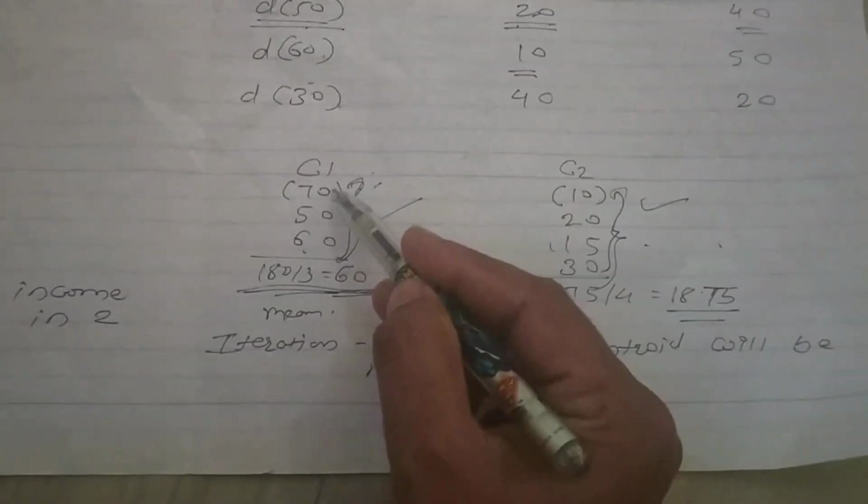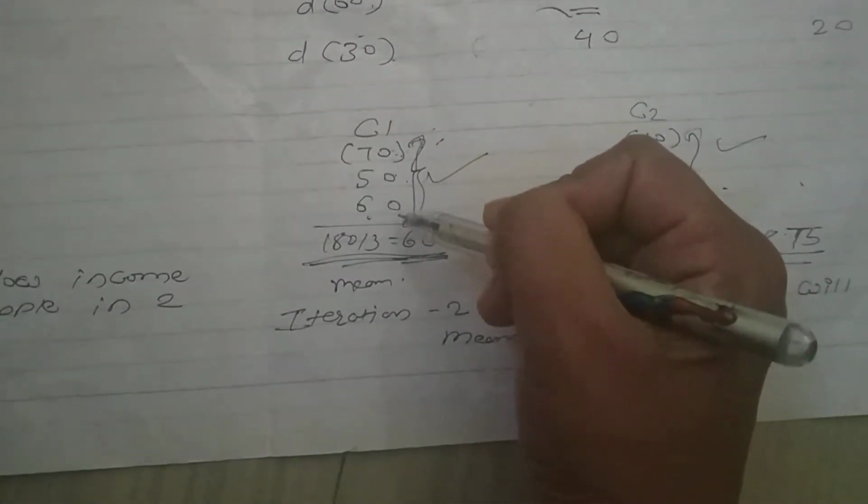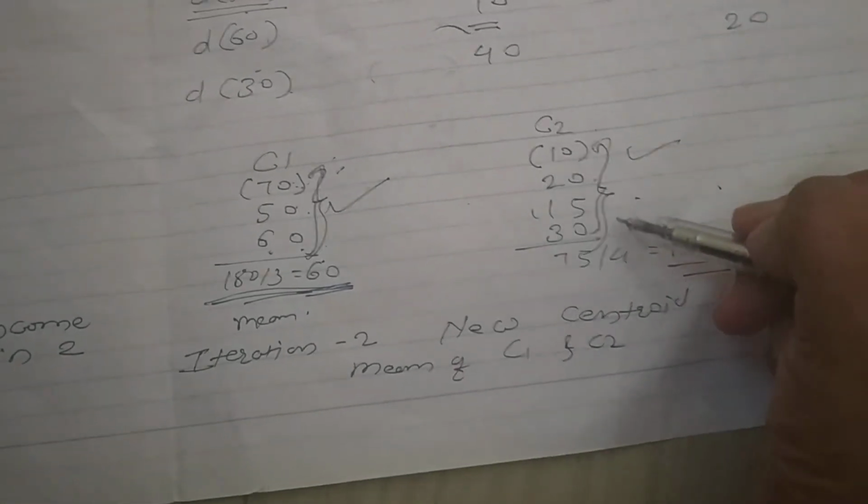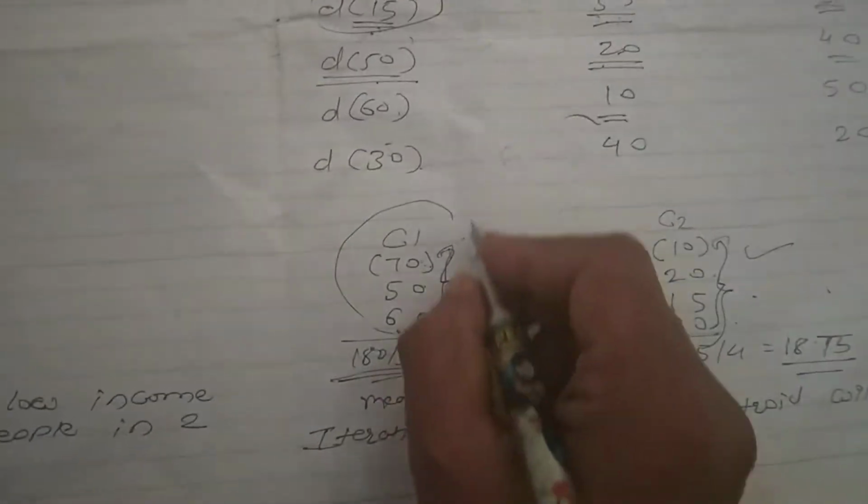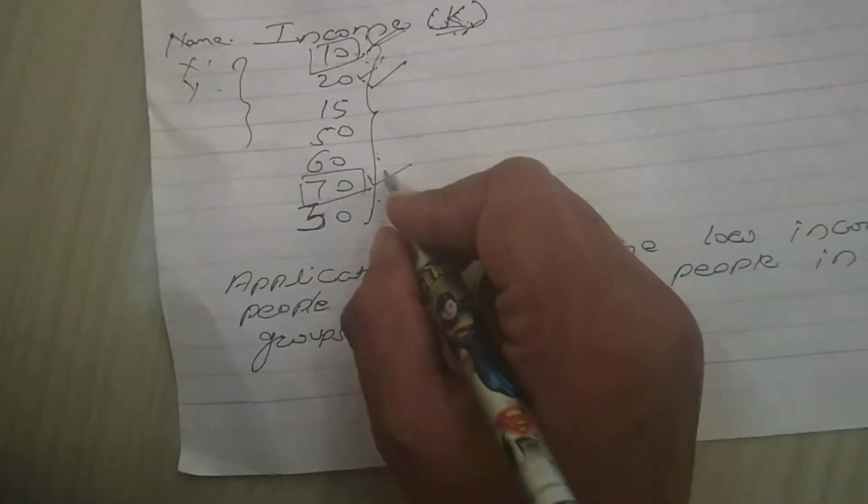If you compare the distances, we'll get 70 as the center. In cluster 1, the data items will be 70, 50, 60, and in cluster 2, the center is 10 and the data items will be 20, 15 and 30. Right? This is iteration 1. In the first iteration, we are getting cluster 1 having the data members 70, 50, 60. That means the persons having salaries of 70,000, 60,000 and 50,000 are the high income category people, and the others are the low income category people. Right? This is iteration 1.